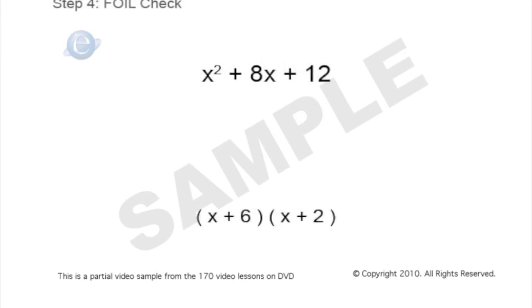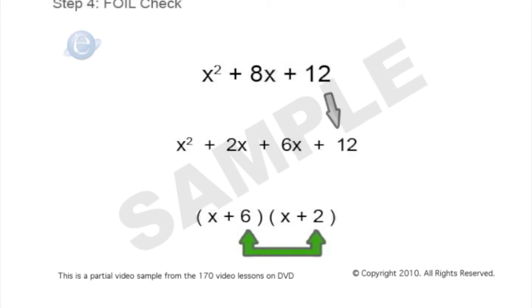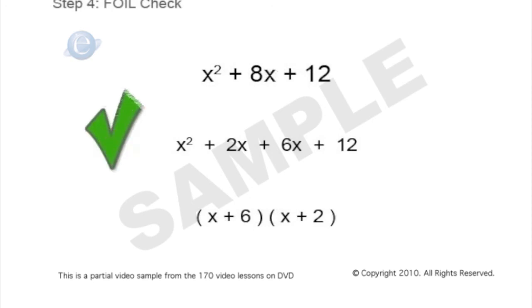So if we run through FOIL, F would be x times x, or x squared. O, the outside terms would be x times 2, or 2x. I, the inside term, 6 times x, or 6x. And L, the last term, 6 times 2, or 12. So we have x squared plus 2x plus 6x plus 12. And when we combine our 2x and our 6x, we do end up with 8x, or x squared plus 8x plus 12. So we see that we match the expression that we started with. We know we've created the correct set of parentheses.